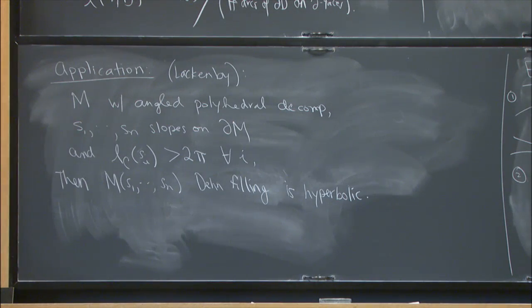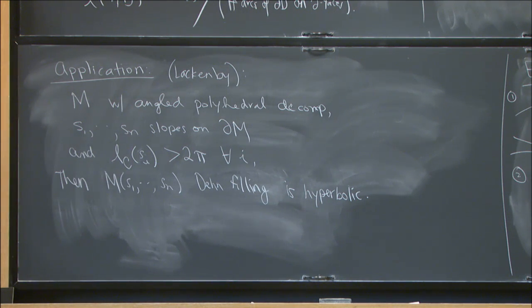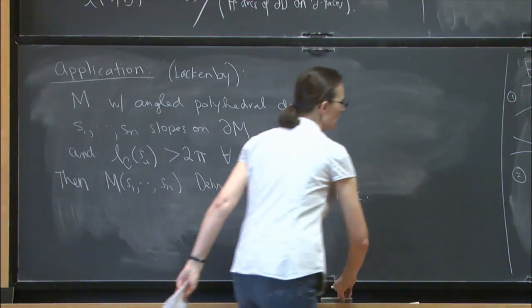Okay, so using this combinatorial notion, adding up areas and summing, you get this result. That's a hyperbolic Dehn filling result, provided that your combinatorial lengths are greater than 2 pi. Okay, so we want to apply this. So maybe let me just end here.